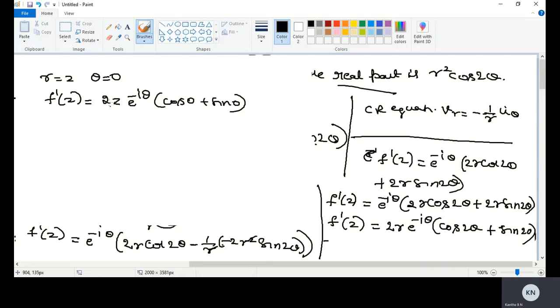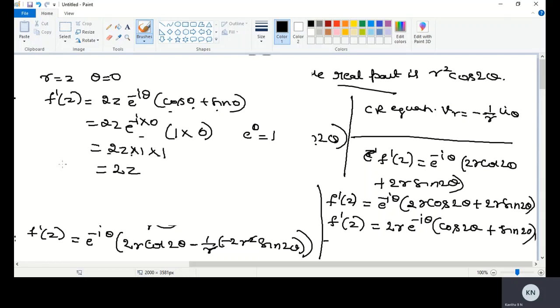Here theta is 0, no? 2z into e to the power of minus i into 0. Cos 0 is 1, sin 0 is 0. We know that e to the power 0 is also 1 here. So 2z into 1 into 1, which means 2z into 1 is 2z only. So f dash of z is equal to 2z.